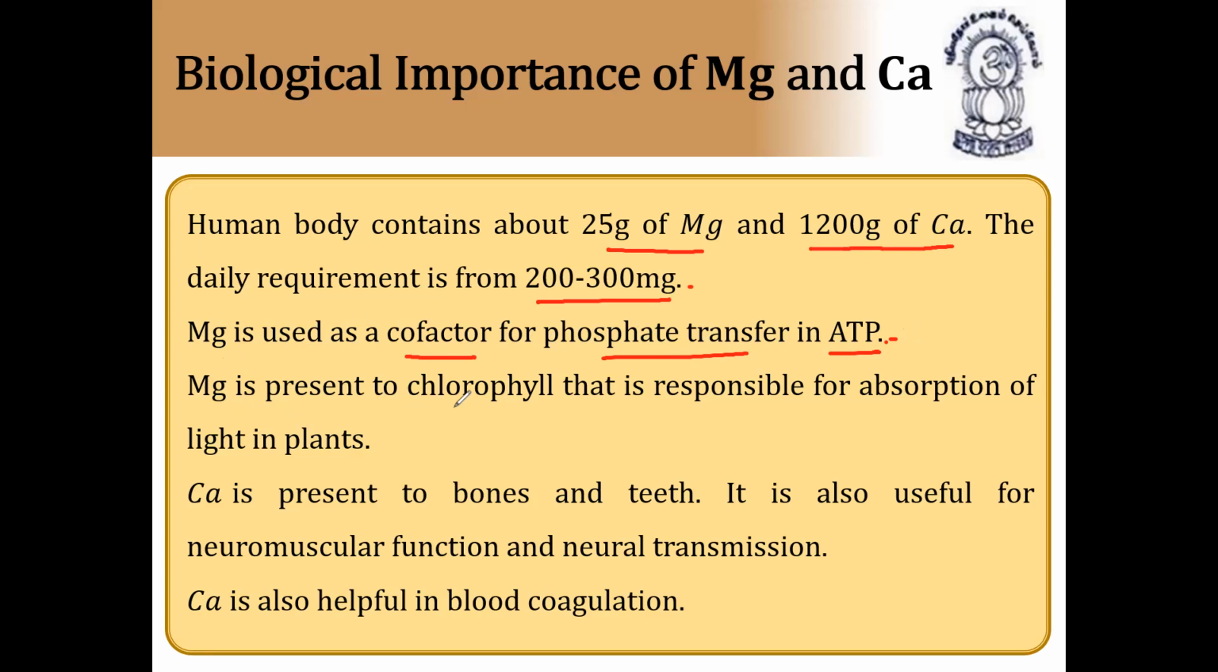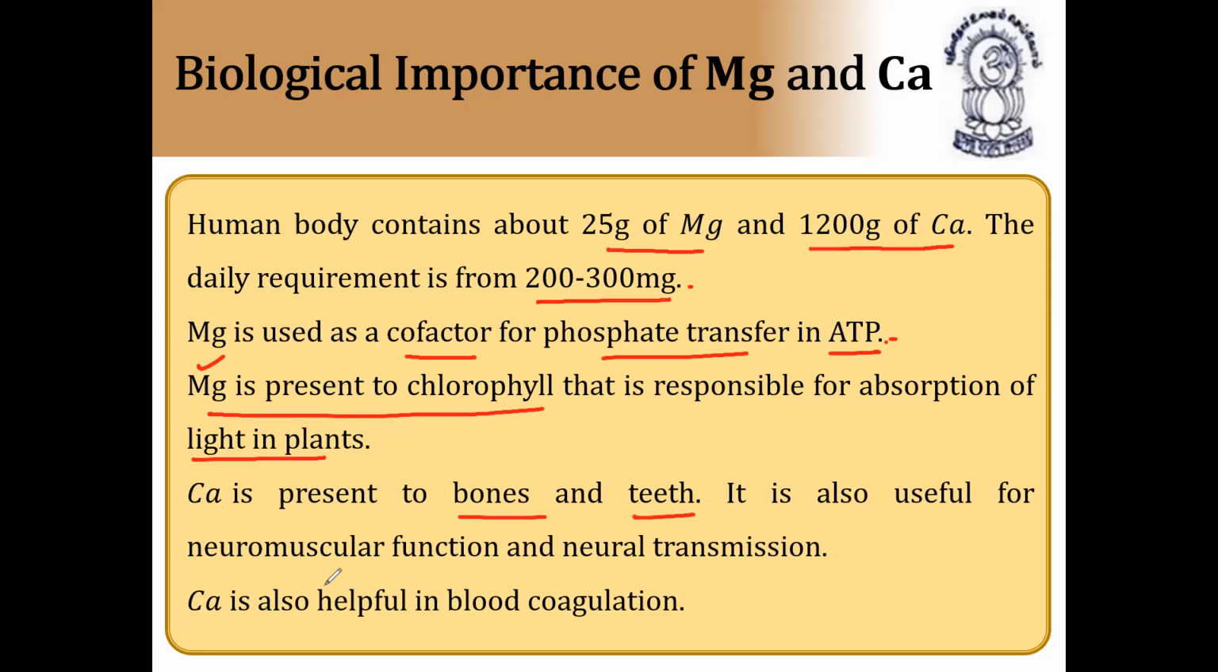Magnesium is present in chlorophyll, which is responsible for the absorption of light in plants. Already we know chlorophyll is involved in photosynthesis. Plants prepare their own food by means of a pigment called chlorophyll. Which metal is present in chlorophyll? It is magnesium. Calcium is present in bones and teeth.